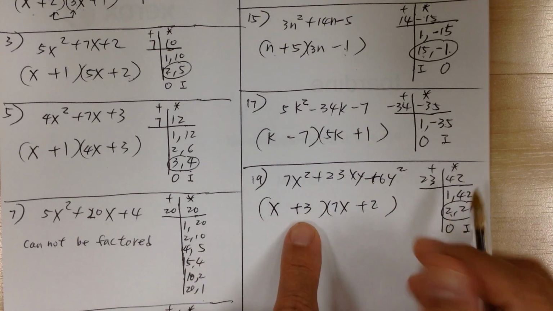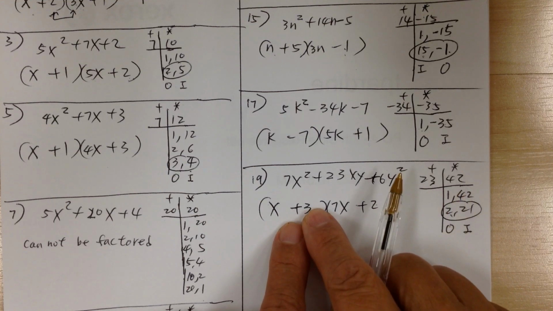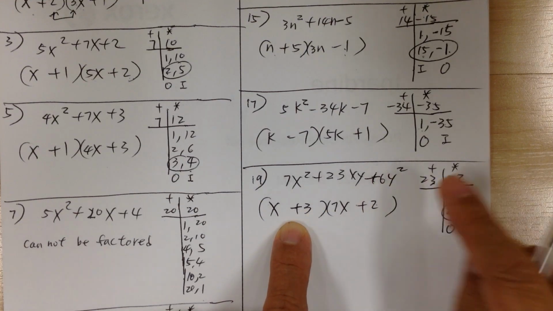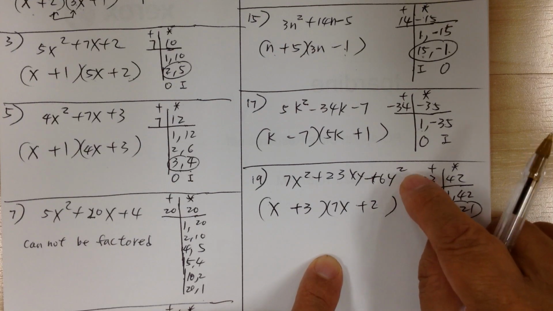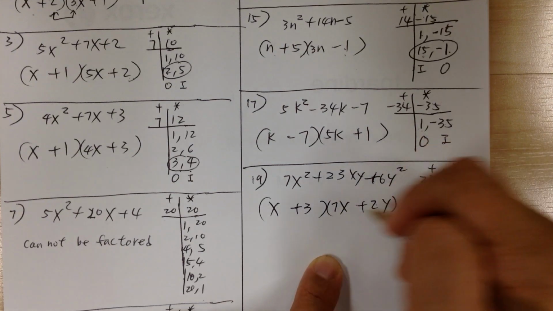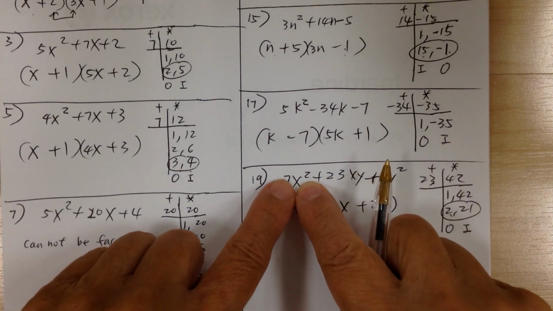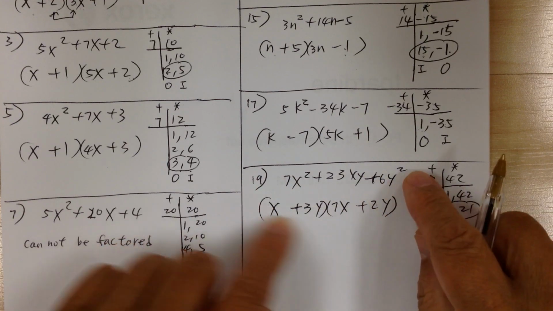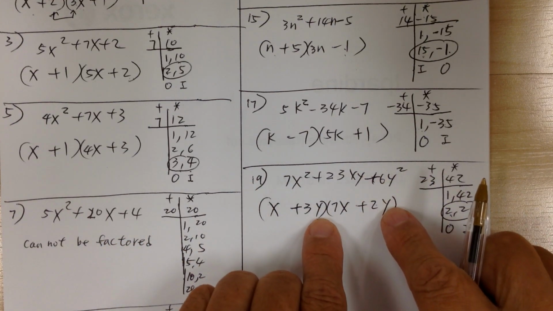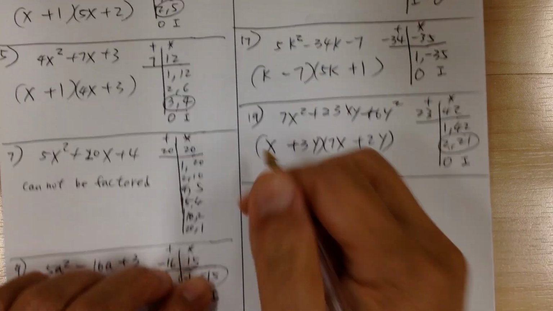Again, do a quick check on the L. So 3 times 2 gives you 6, right? But there's a y in the back. When there's a y on the end, you have to put y on the end. Because x is in the beginning, you need to have an x in the beginning. There's y in the back, you have to have a y in the back.